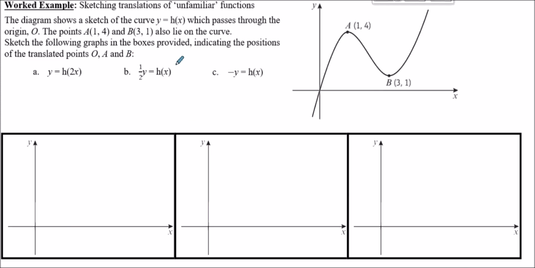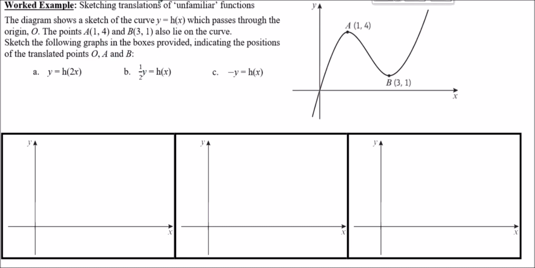Lastly, a worked example where we don't know what function we're dealing with to begin with. So I've called this an unfamiliar function. So we have a sketch of a curve y equals h of x, which passes through the origin here. The point A at 1, 4 and B at 3, 1 are also on the curve. We need to sketch the following a, b and c in the boxes provided, indicating the positions of where the translated points O, A and B end up.